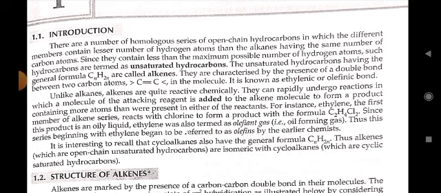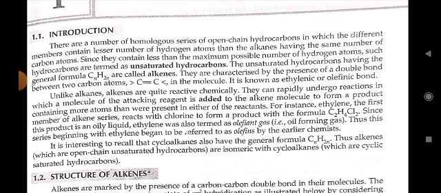They can rapidly undergo reactions in which a molecule of the attacking reagent is added to the alkene molecule to form a product containing more atoms than were present in either of the reactants. For instance, ethylene, the first member of the alkene series, reacts with chlorine to form a product with the formula C2H4Cl2. Since this product is an oily liquid, ethylene was also termed olefiant gas, that is, oil forming gas. Thus, this series beginning with ethylene began to be referred to as olefins by the earlier chemists.